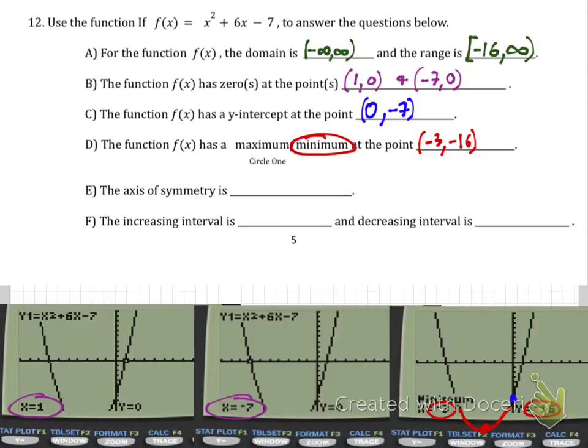The axis of symmetry will go through the x value of the minimum, so x equals negative 3. And lastly, the increasing and decreasing intervals, remember we have to use negative 3, our x value, as our reference. So the increasing interval is on the right, that's from negative 3 all the way up to infinity. And the decreasing interval goes from negative infinity all the way up to negative 3.